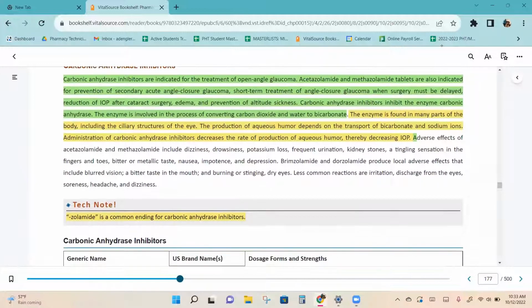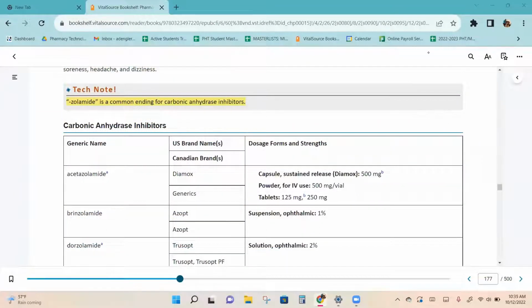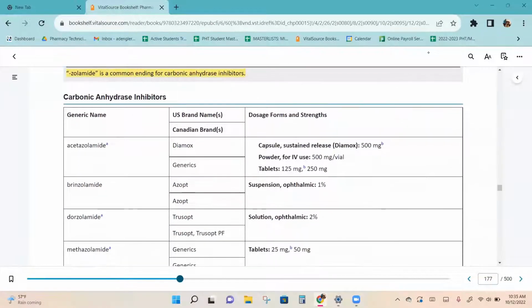Carbonic anhydrase inhibitors are indicated for the treatment of open-angle glaucoma. Acetazolamide and methazolamide tablets are also indicated for prevention of secondary acute angle closure glaucoma, short treatment of angle closure glaucoma when surgery must be delayed, reduction of IOP after cataract surgery, edema, and prevention of altitude sickness. Carbonic anhydrase inhibitors inhibit the enzyme carbonic anhydrase. The enzyme is involved in the process of converting carbon dioxide and water to bicarbonate. Zolamide is the common ending for carbonic anhydrase inhibitors.